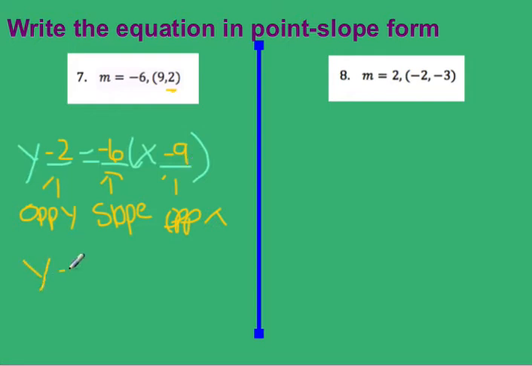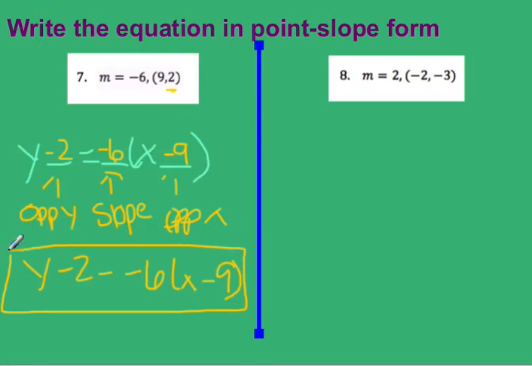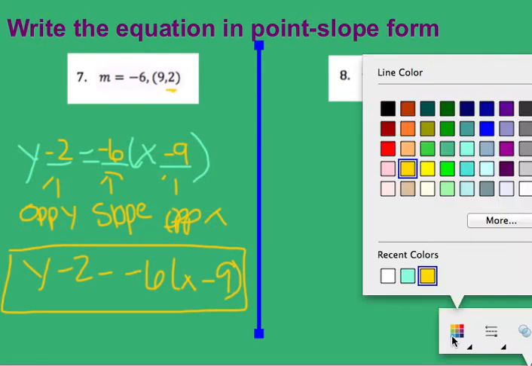So I'm just going to go ahead and write this out without all the dashes, just so you guys can get a good look at what an equation looks like once it's in point-slope form. So that would be your answer right there. Let's go ahead and try this for number 8.